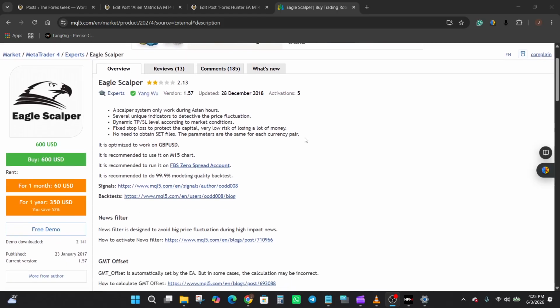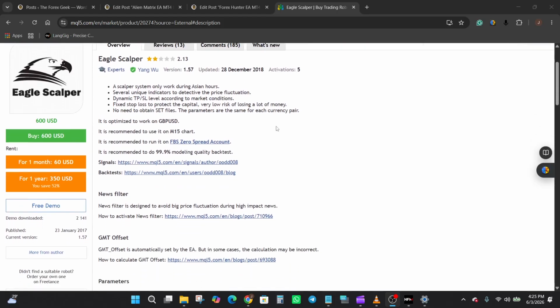Scrolling through the description, this EA is presented as a scalping system that is designed to operate mainly during Asian trading hours. So it's not a full day trading system, but instead focuses on specific market conditions during that session. Now, the developer mentions that it uses several custom indicators to detect price fluctuations, along with dynamic take profit and stop loss levels that adjust based on market conditions. There is also a fixed stop loss included, which is meant to help protect capital exposure on each trade.